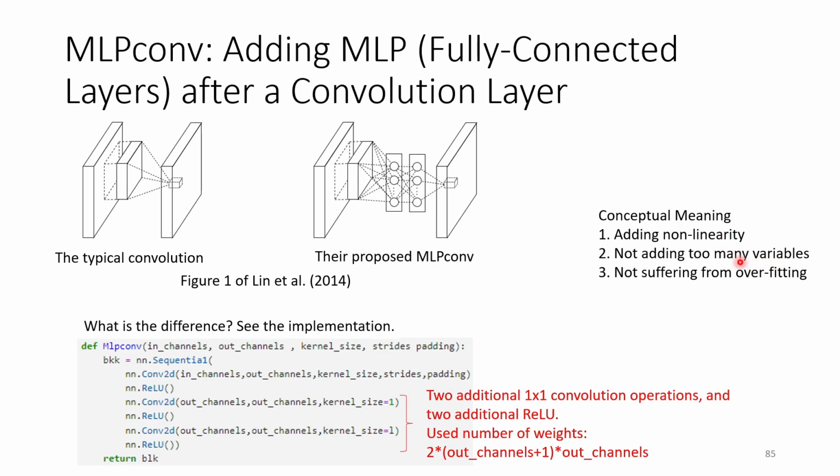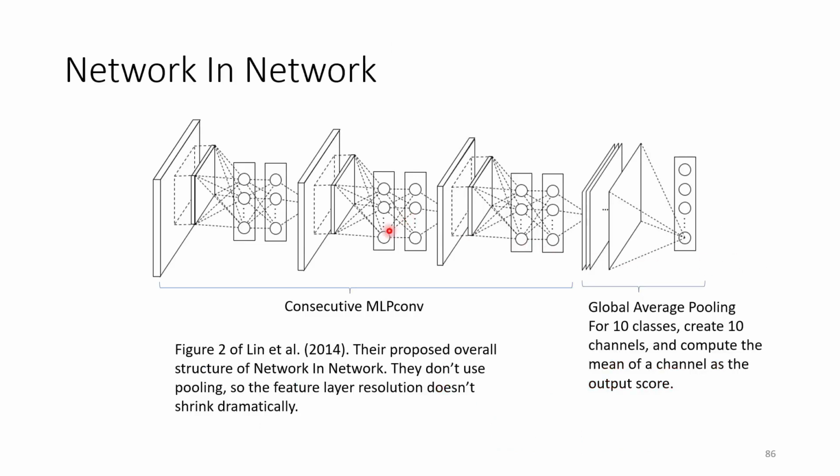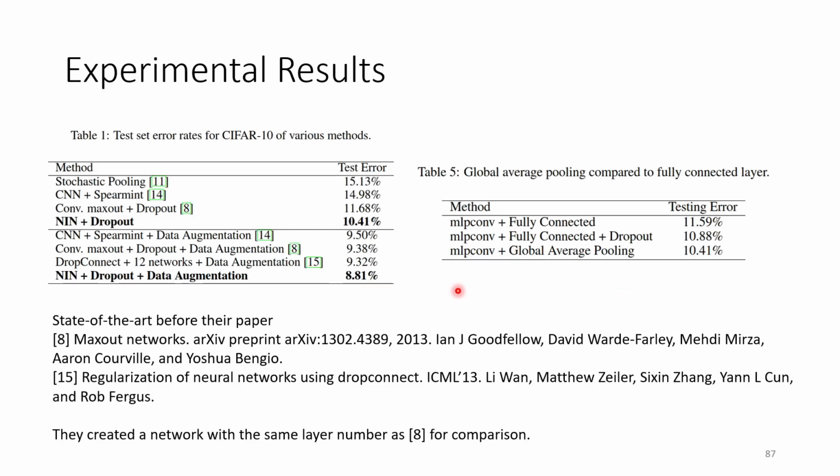Okay, so this is the multi-layer perceptron convolution, and this is the global average pooling. We will talk about this in the future because it's useful for image visualization. So this is the network. Network in Network, the name is network. And then they show a comparison with the state-of-the-art methods, including Maxout networks and the regularization network.